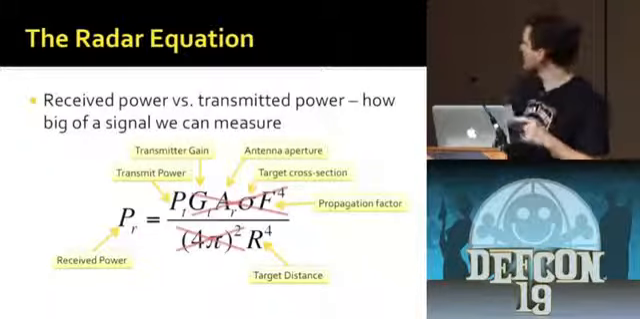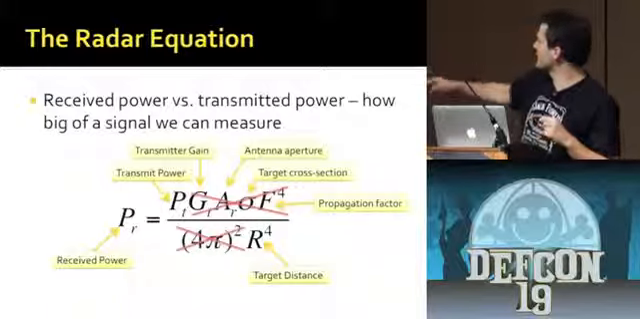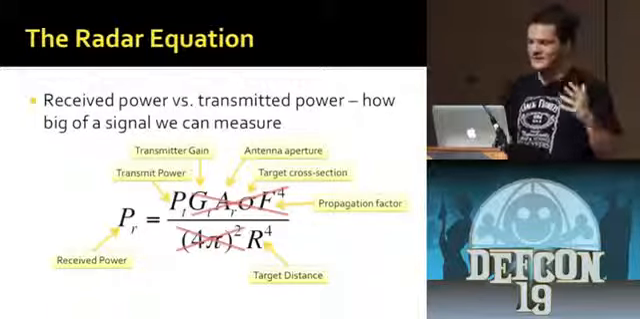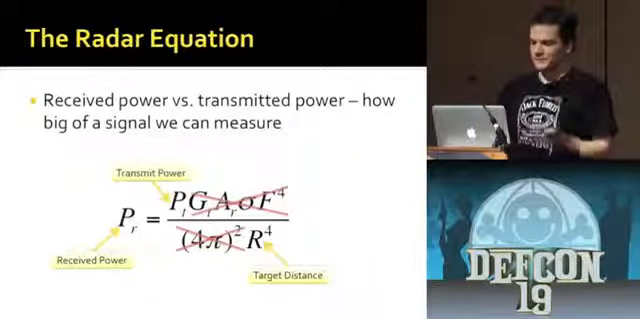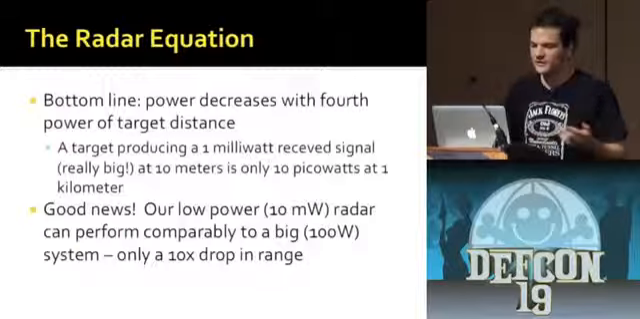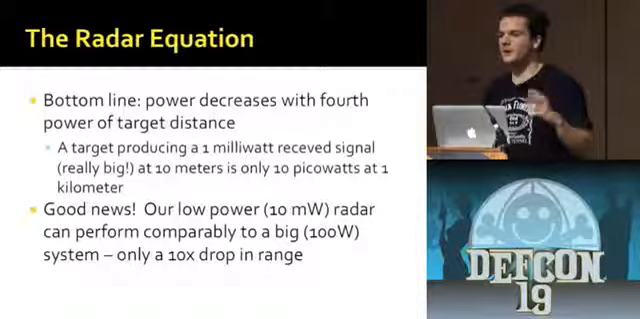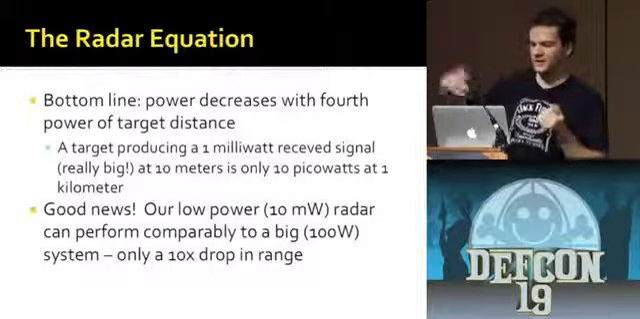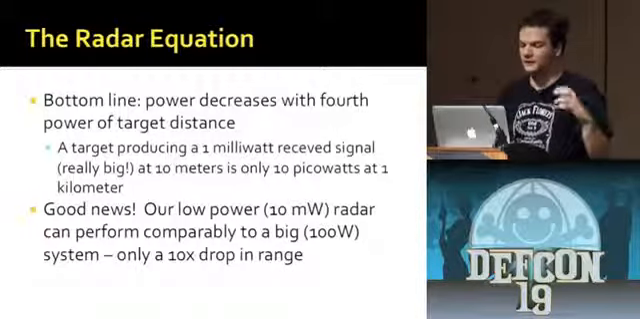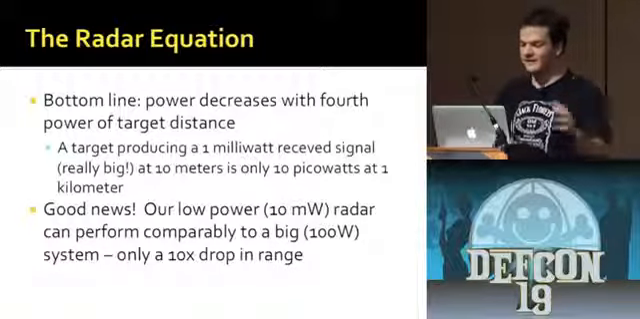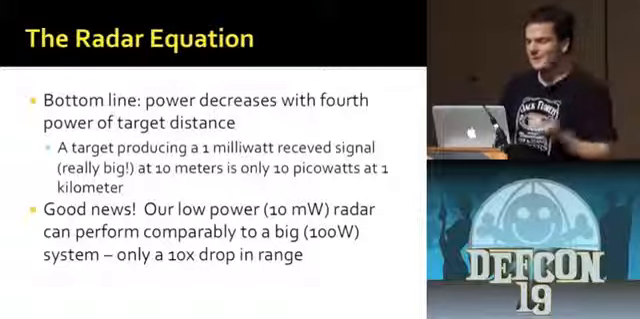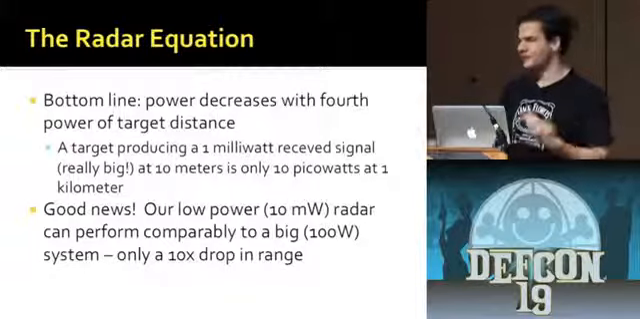The main point I want to make is this target distance here. So we have power over R to the fourth. That means that basically, your transmit power doesn't matter that much. The received power is going to decrease with the fourth power of the distance. So if you move a factor of 10 away, my example here is if you receive a signal of 1 milliwatt at 10 meters, at a kilometer that's 10 picowatts. It's really tiny.